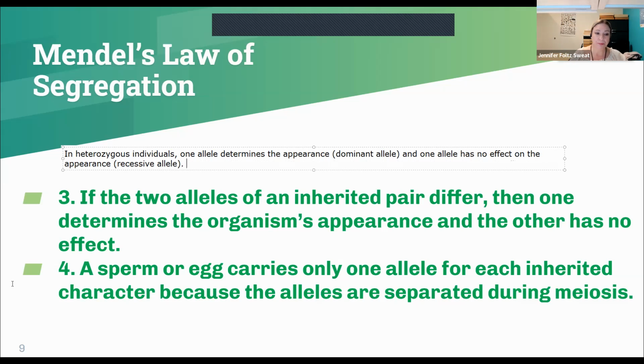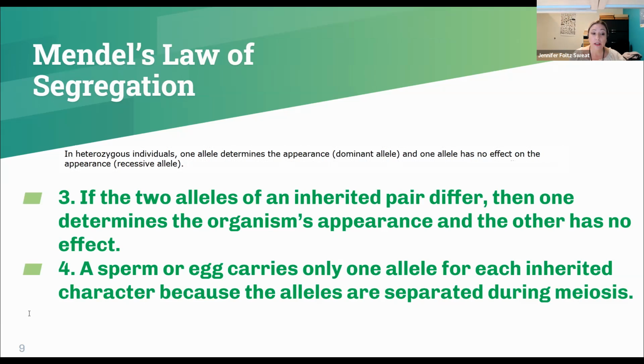Number four refers to gametes. A sperm or egg carries only one allele for each inherited character because they're separated during meiosis. So what that is telling you is that an egg will carry an allele for a gene and a sperm will carry the other allele. And then they come together during fertilization. The alleles are joined together again so that an organism's traits can be determined.